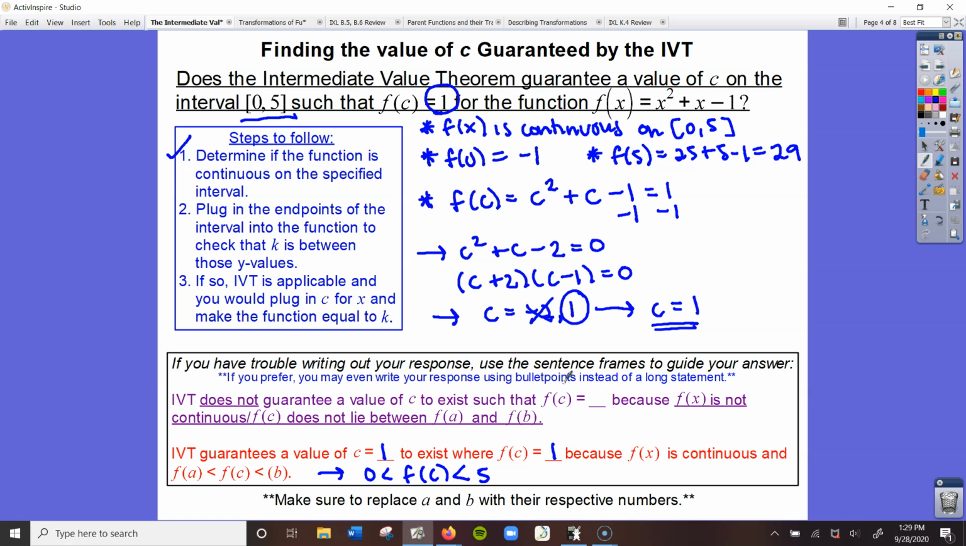So I could have my bullet points such as f of x is continuous on the interval 0 to 5, f of 0 is equal to this, f of 5 is equal to that. Then you can say f of c is equal to 1 is between f of 0 and f of 5, and then solve for c, and you would have all of your reasonings already in your response, where you would not need to write that long-winded sentence. But regardless, I'm going to be going through all of the process and giving you those responses.